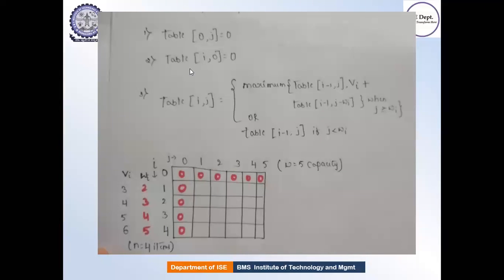Table of 0 comma j is equal to 0. Then table of i comma 0 is equal to 0. That you should remember. We will solve this, and then I will explain all this formula once again.